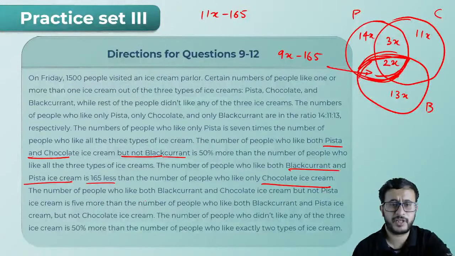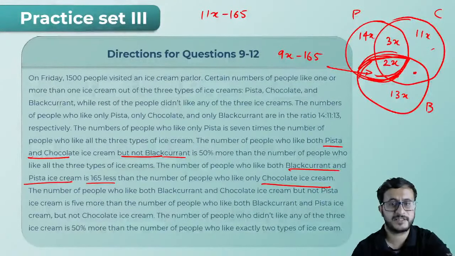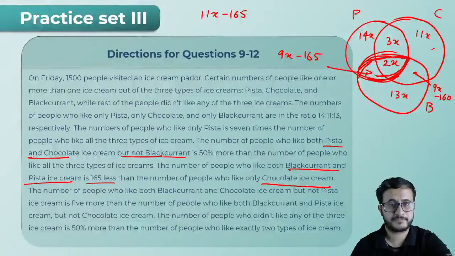the number of people who like both blackcurrant and chocolate ice cream but not pista. Blackcurrant and chocolate but not pista. This means this region is 5 more than the number of people who like both blackcurrant and pista but not chocolate. This is 5 more than this. So this will become 9x minus 160. Okay, 9x minus 160, right?